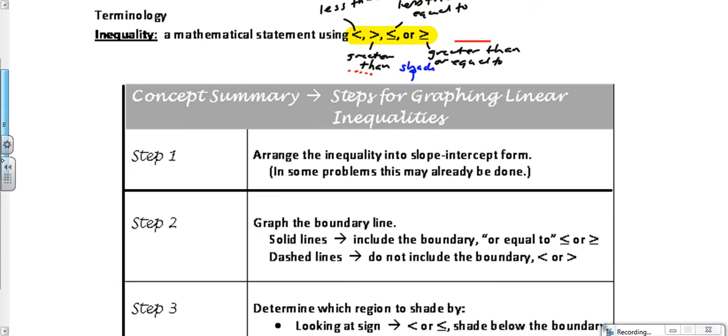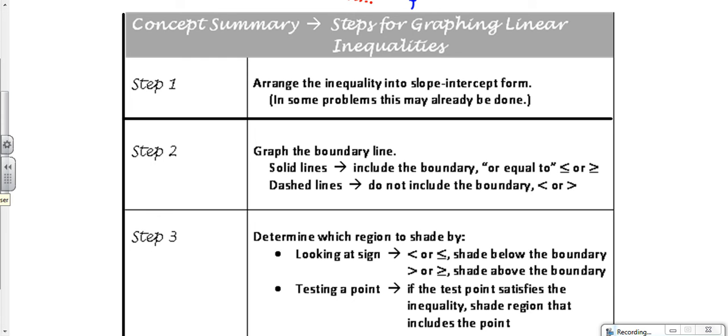So if you look at our table, put them in slope-intercept form. Most of the time they'll already be in that form, and we graph them like usual, but then we have to decide how we're going to draw the line. Solid lines, again, go with these two symbols, and sometimes one would say when the line is underneath an inequality, that tells you solid. And then dashed lines when it's these two.